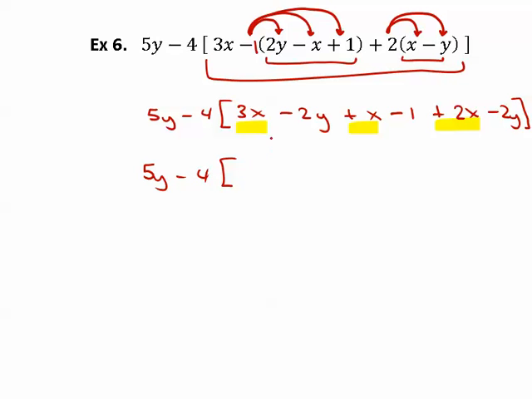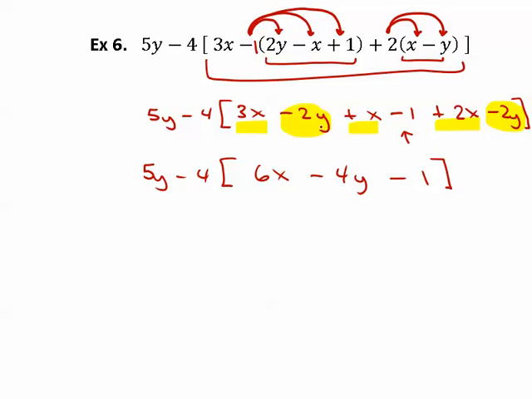We have a bracket. Now be careful with the signs in front of the terms. We have 3x plus an x, so we're up to 4x, plus 2 more x's is 6x. Now what about the y terms? The y terms, we have a minus 2y and another minus 2y. So that's a total of minus 4y. And then we only have one constant term within the brackets, and that's a minus 1.